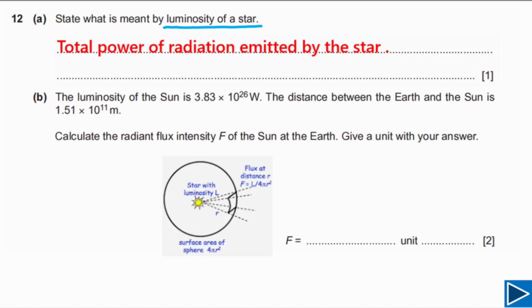And this question has only 1 mark. If you have written this much, you will get 1 mark. Let's move on to part B now.